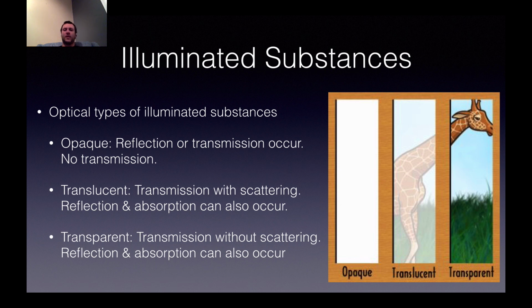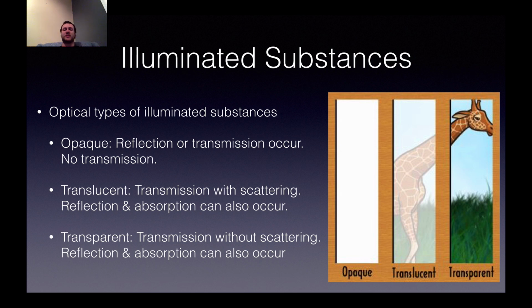Now, we have three different types of substances. We have opaque, translucent, and transparent. Again, these are illuminated substances here. Opaque would be the one on the left. Light is either going to reflect or light is going to absorb, right? We're not going to see transmission actually happen here.